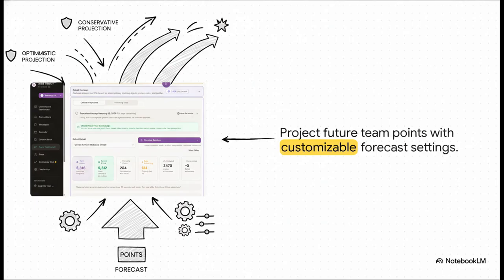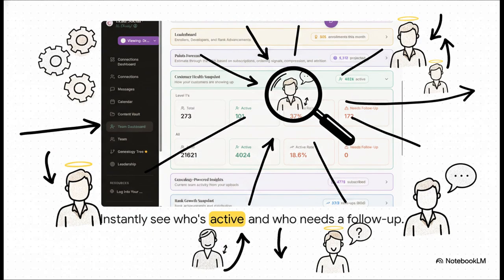The points forecast isn't just some static number. You can actually adjust the settings, based on whether you want a conservative or maybe a more optimistic projection. It factors in things like attrition and momentum to give you a much more accurate forecast. The Customer Health Snapshot. This is all about being a proactive leader. It instantly shows you who on your team is active and, this is crucial, who needs a follow-up. This means you can focus your energy on the people who need your support right now.